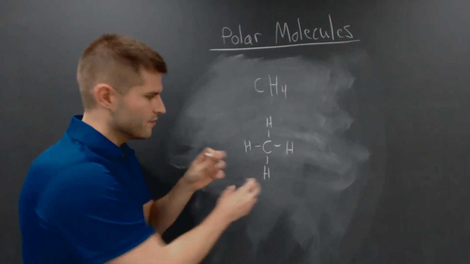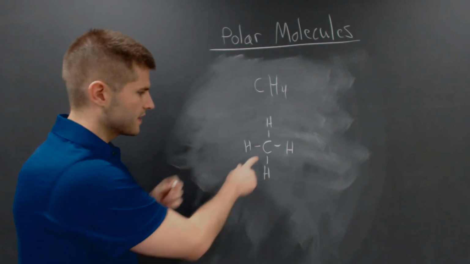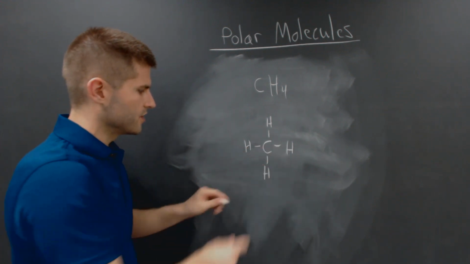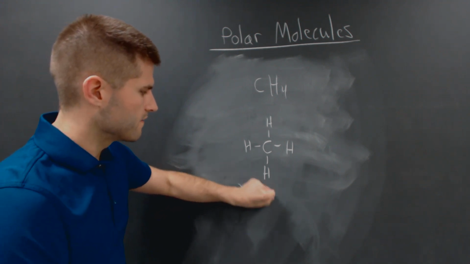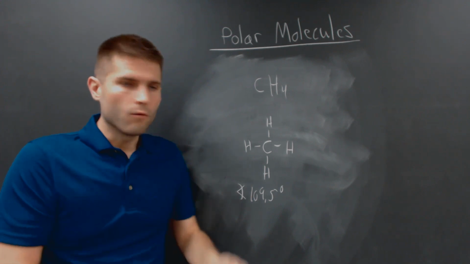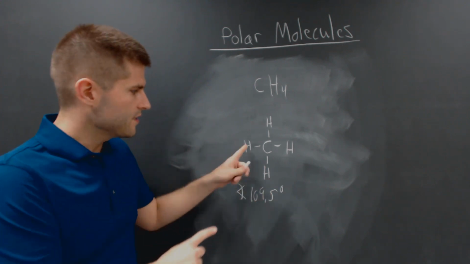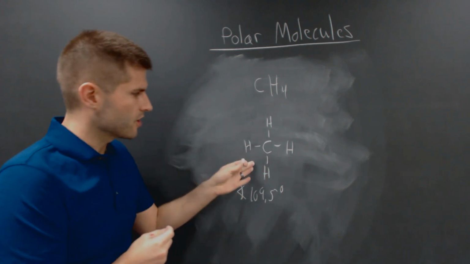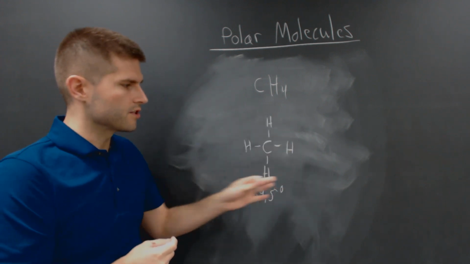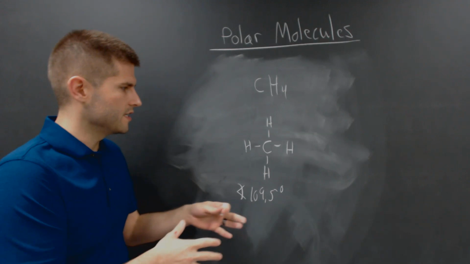Now, in reality, we know from VSEPR theory that the bond angles between each of these hydrogens is 109.5 degrees. And what this shows is that this is called a tetrahedral structure, and we know that each of these bonds are in the exact same location.